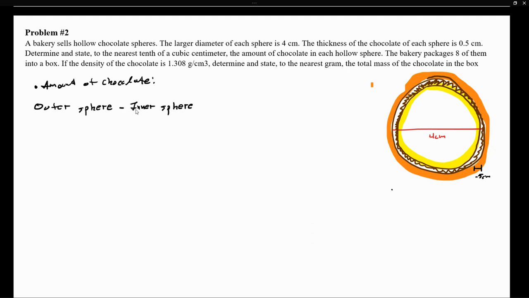And notice that if I compute the outer sphere and I take away all this material, which is labeled as the inner sphere, what we're going to end up with is just the thickness of the chocolate, which is exactly what we want to find. So this is how I got this expression. The outer sphere minus the inner sphere will give you the thickness of the chocolate.